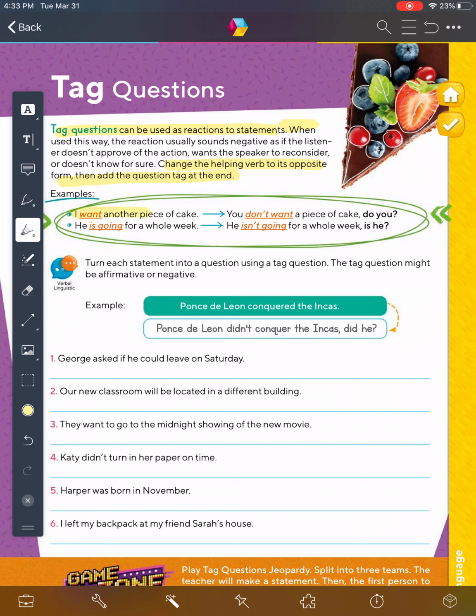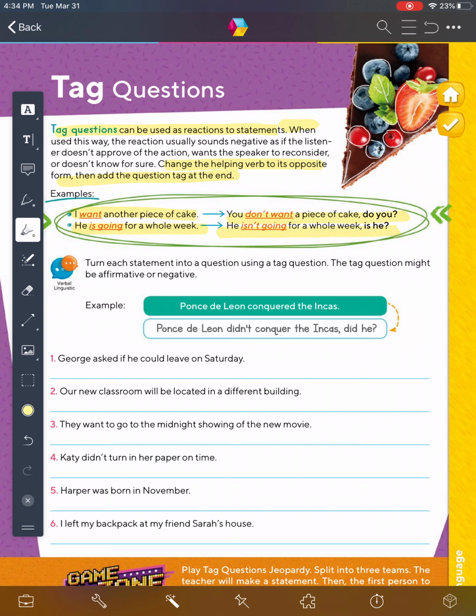I want another piece of cake. That's what someone is telling to another person, right? So the answer could be, you don't want a piece of cake, do you? Now let's see the next example. He is going for a whole week. And if you cannot believe that that is true, you can say, he isn't going for a whole week, is he?